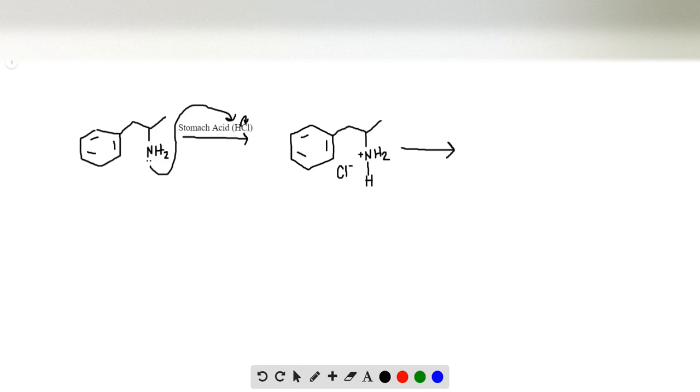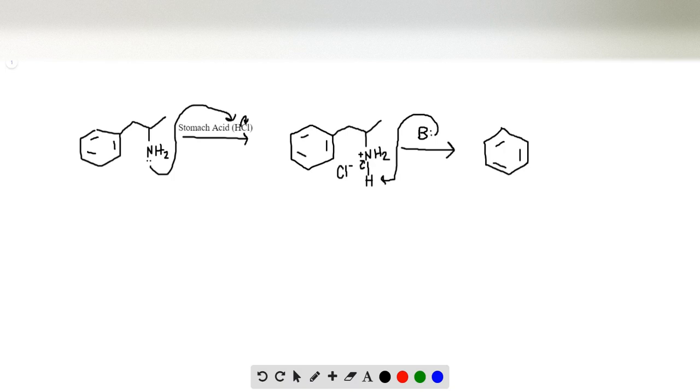Once this compound reaches the intestines, there's some base, so something else with a lone pair of electrons, that could come around and retake this hydrogen back and give nitrogen back its lone pair of electrons, so it's neutral again.